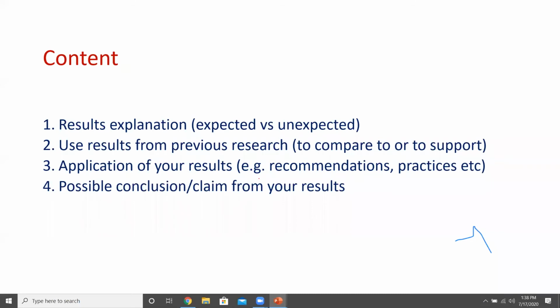At the end is a possible conclusion and claim from your results. I've seen a lot of papers that include the main conclusion of the paper in the results section, or there is a shorter conclusion at the end. But always in your discussion part, you also have to write a paragraph of conclusion. I'll say this in Arabic again, because this is very important.